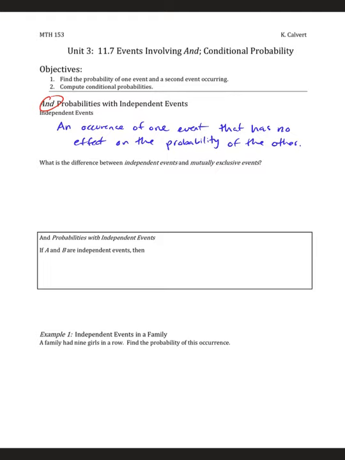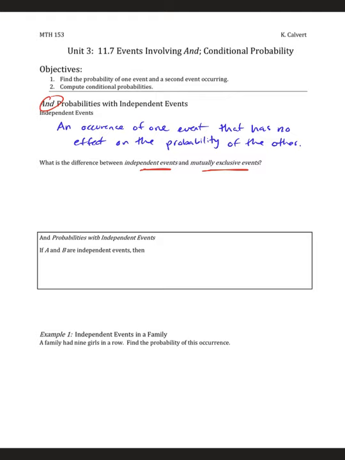Like I said before, the idea of flipping a coin. You flip a coin once. It doesn't matter if you get heads or tails. That's not going to affect the outcome when you flip the coin that second time. So the first idea we want to really look at is the difference between independent events versus mutually exclusive events. We really want to make sure we understand the difference between the two because they're easily kind of mixed up, if you will.